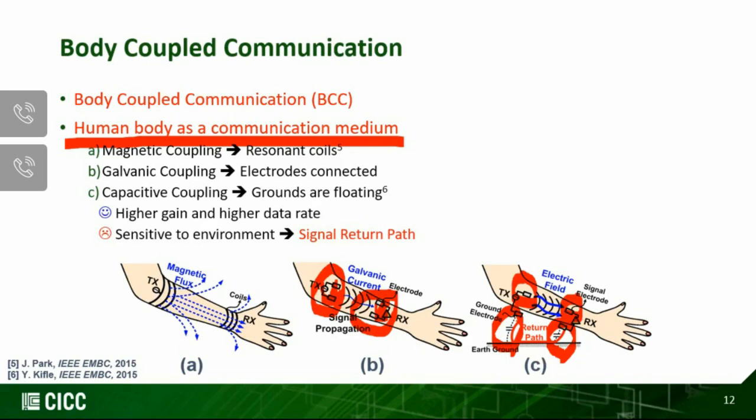Now, we know that the capacitive coupling is very sensitive to environment, but this can actually be mitigated by the circuit. And we can also utilize the higher gain and higher data rate compared with the other topologies. So in this tutorial, we'll be focusing more on the capacitive coupled BCC.